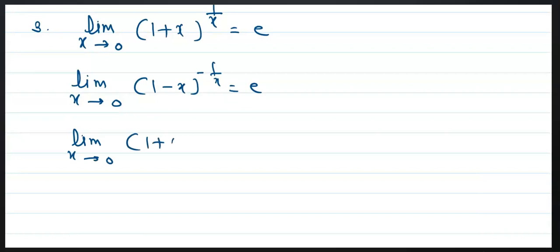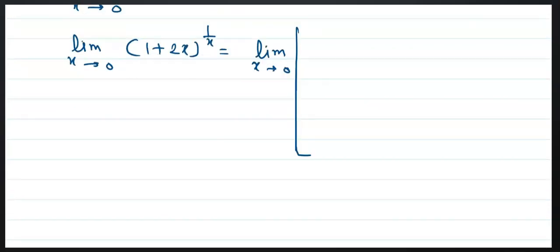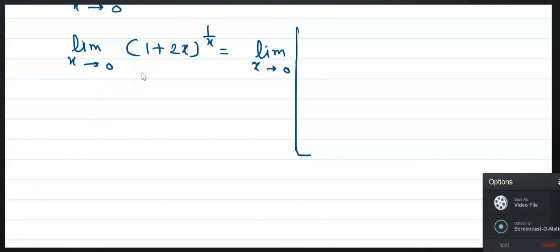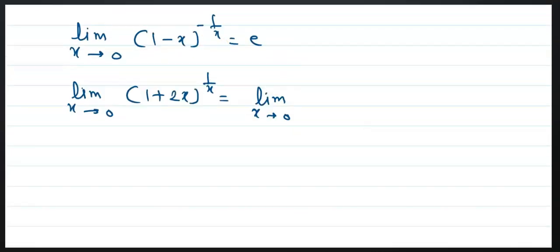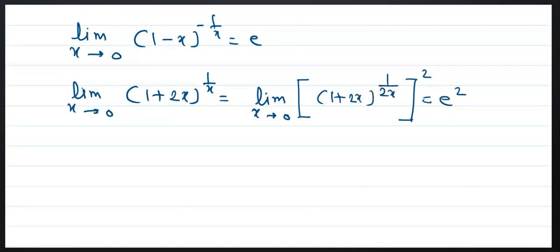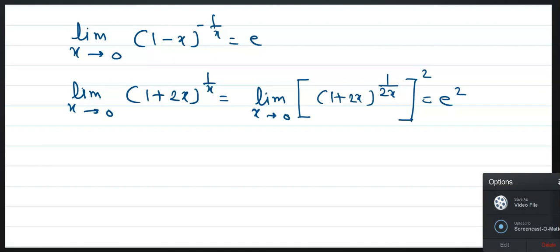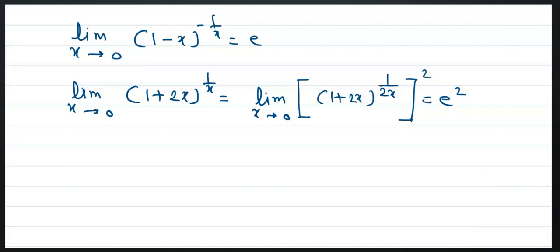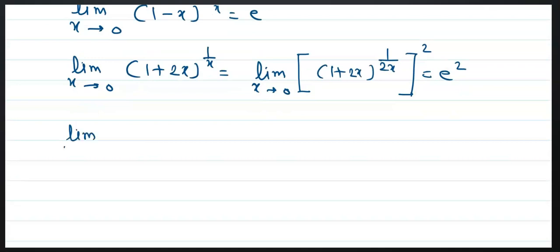Next, limit x tends to 0, 1 plus 2x bracket raised to 1 upon x. Here the exponent must be 1 upon 2x, then the value of the limit is e. But here it is 1 upon x. Therefore, we adjust here by 2. Therefore, the value of this limit is e square.